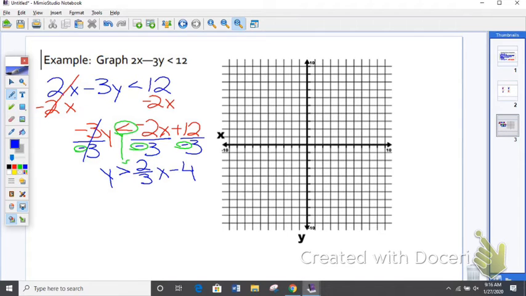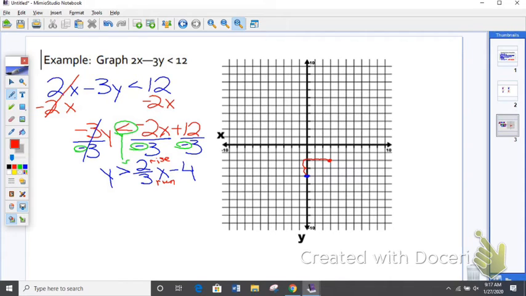Step 2 says to graph using slope and y-intercept. So looking at this inequality, where am I going to start my graph? Negative 4 on the y-axis. Then from that point, I'm going to move slope, which is the 2/3. So that's my rise and my run. So I'm going to rise 2, run 3. And I get a point.